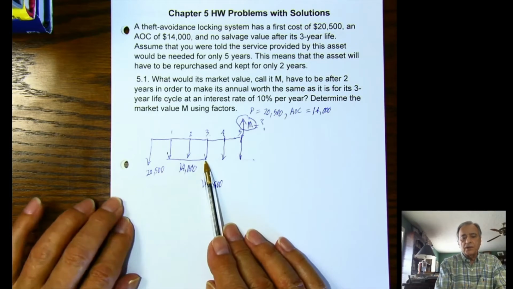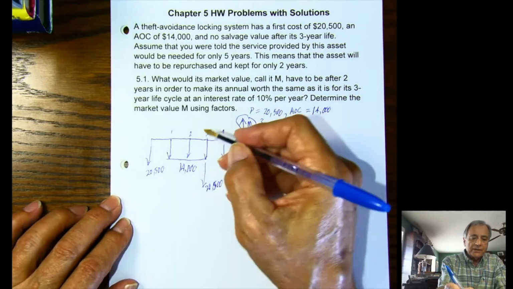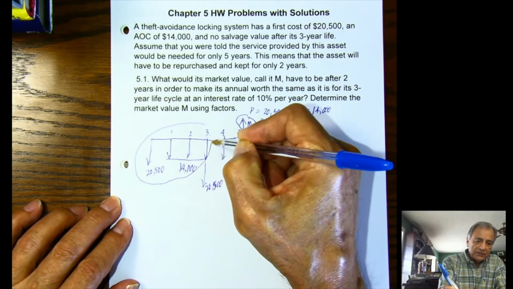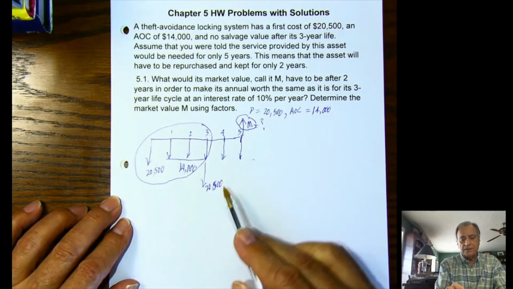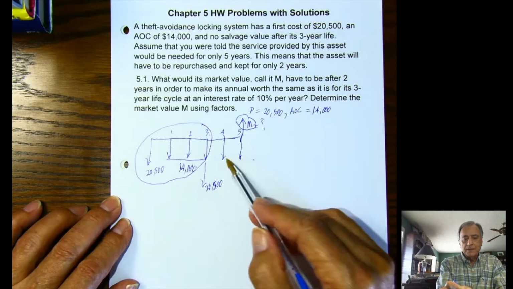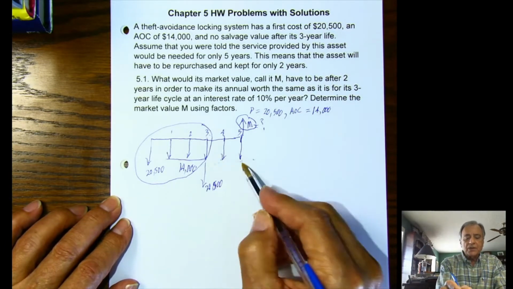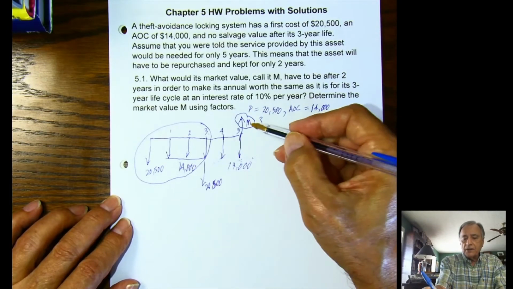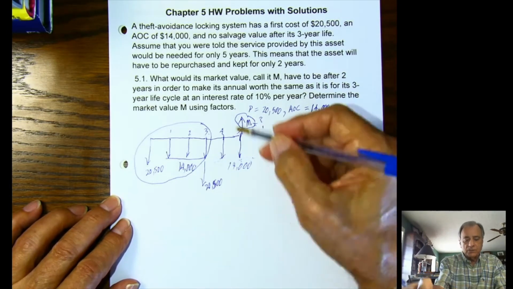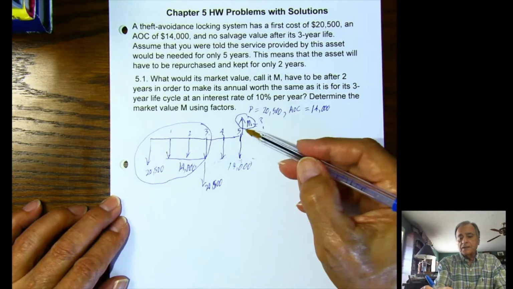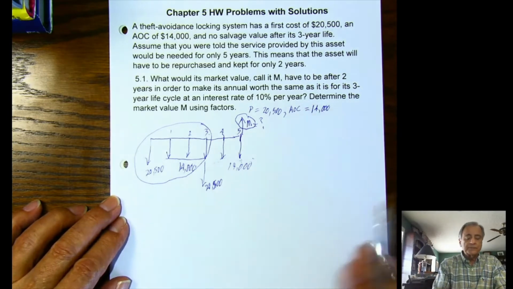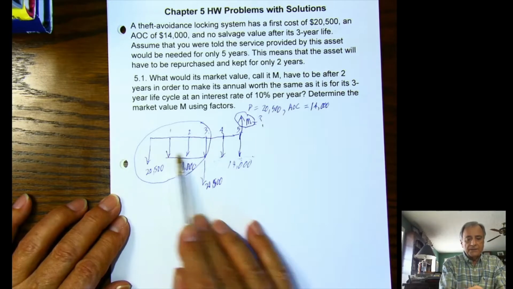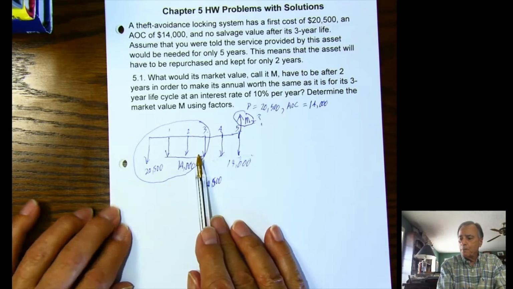So let's start by calculating the 3-year cost. I'm going to circle just the first cycle of this. Remember, these two $1,400 amounts go with the second cycle, and that salvage value, M, goes with the second cycle. That's the second year of the second cycle. So I'm going to calculate this value first.